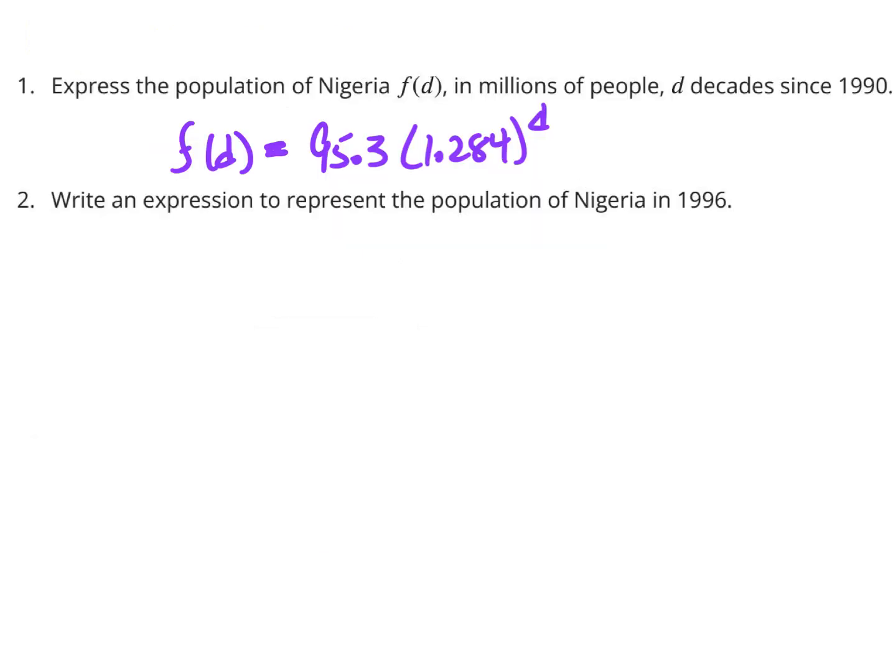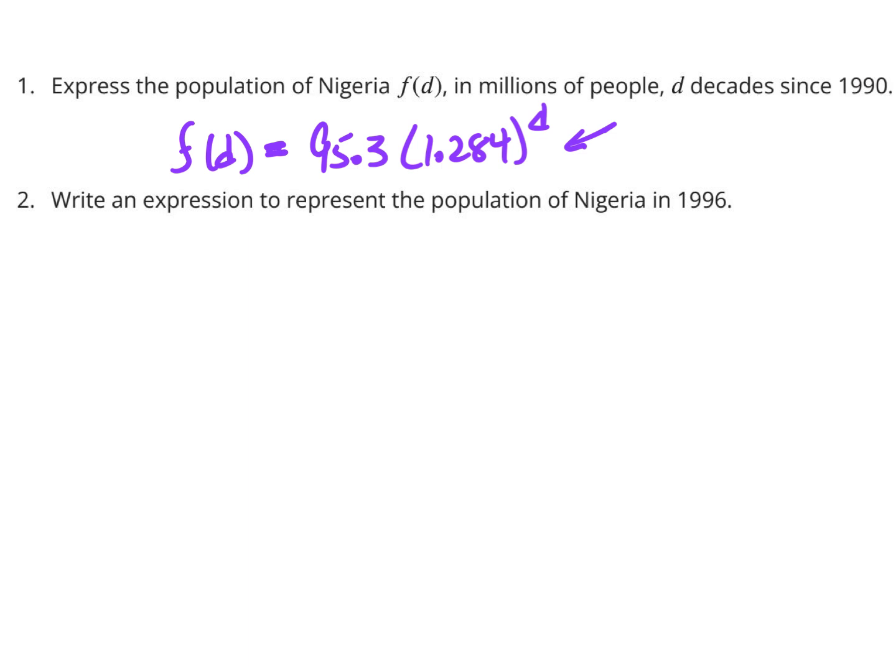Okay, now translating our equation from the previous page to here. Express the population of Nigeria, F of D, as a function of decades and millions of people, D, decades since 1990. So we wrote our equation, but instead of using T for time, we use D for decade, where D stands for decade. Okay, now write an expression to represent the population of Nigeria in 1996. Now, when you have a calculator, if you put this original equation into the calculator, there are two ways to do this.